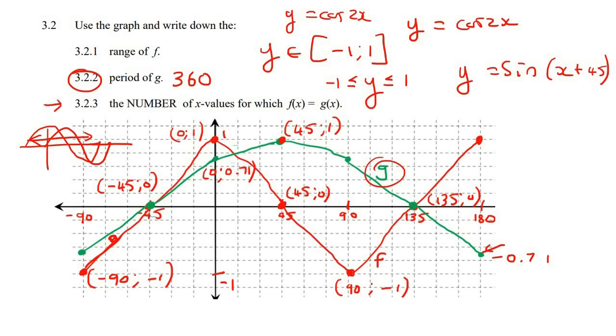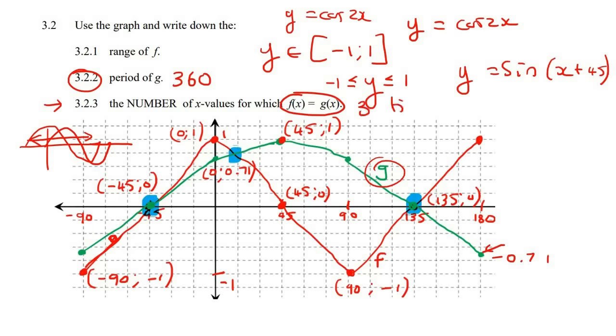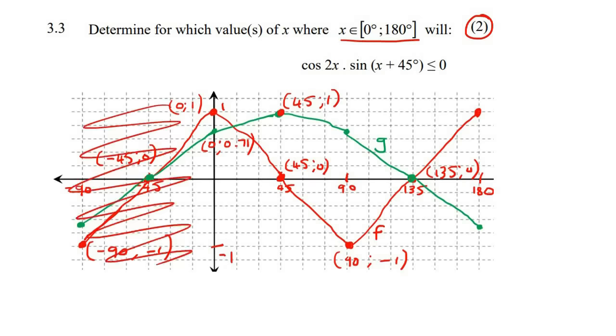This last one says, what is the number of x values where these two graphs are equal? The two graphs are equal wherever they cross over. So they cross over there, they cross over there, and they cross over there. So that is 3 times. So we can just say 3. This question, for only 2 marks, says determine the values of x, but now it only says between 0 and 180. So that means we're not looking at any of this over here, okay?